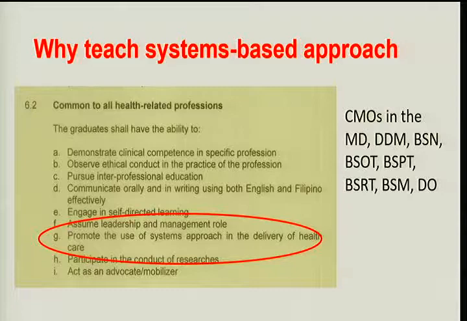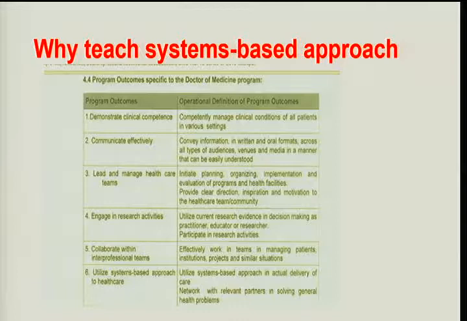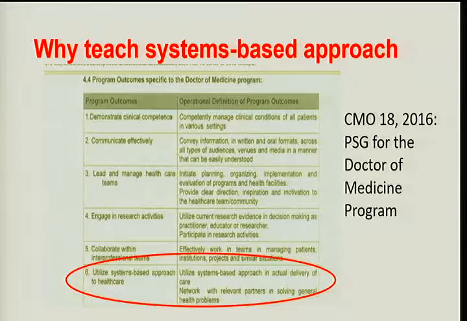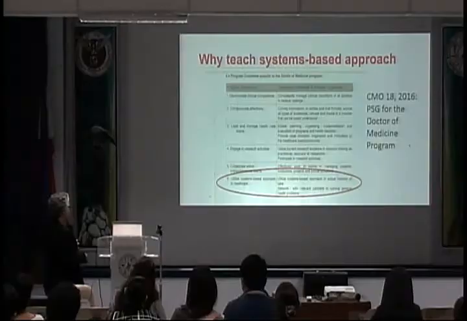And what is cited next are the 10 program outcomes in medicine, for the physicians' school. You are supposed to be guided by the CHED memorandum order number 18, released by CHED in 2016. From the 10 program outcomes of medicine, for expected outcomes from graduates of the medical program, number 6 is to utilize systems-based approach to healthcare.